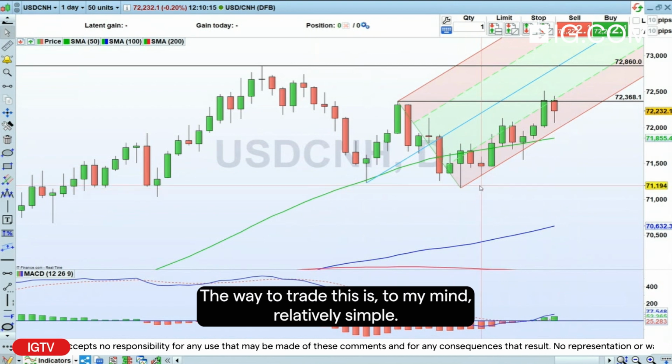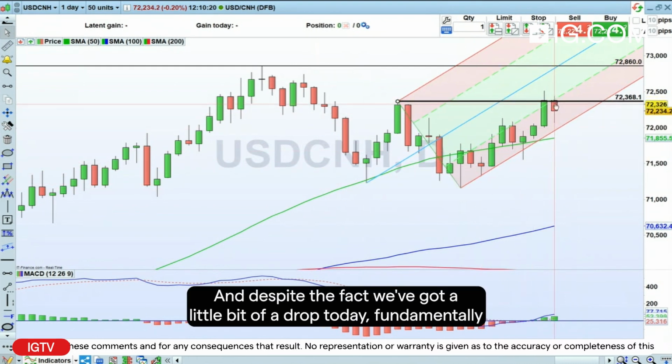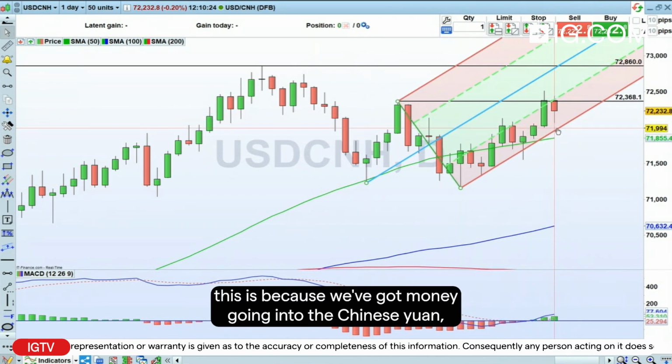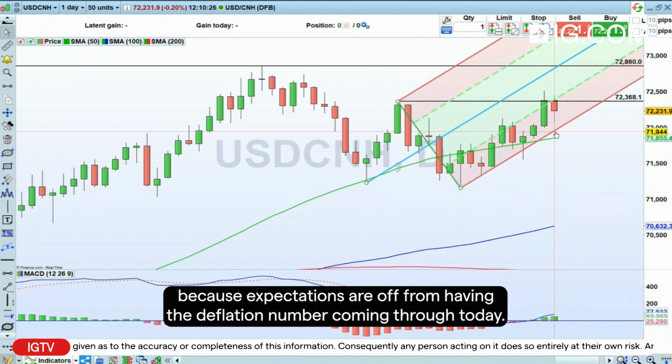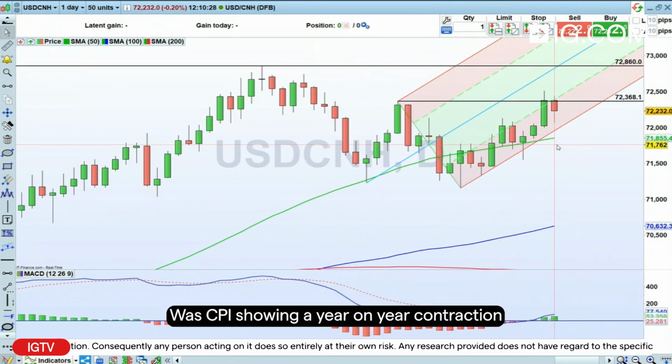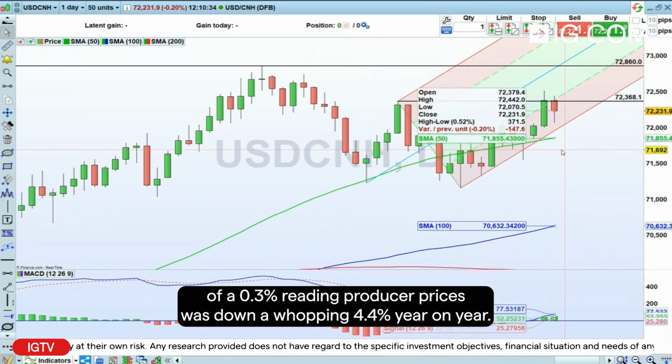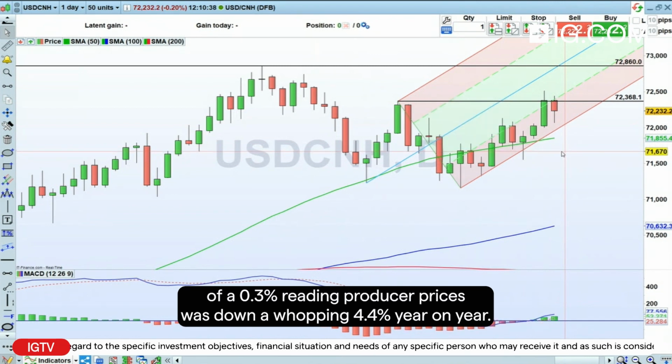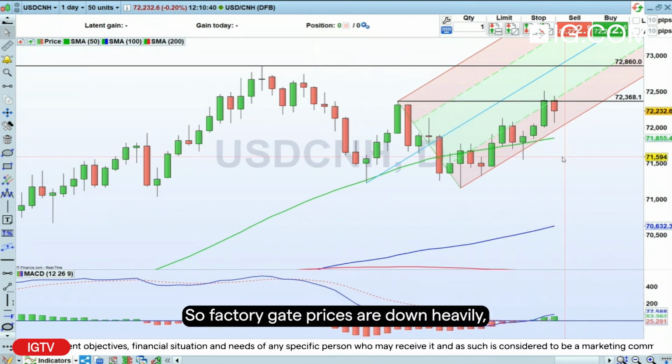Now, the way to trade this is, to my mind, relatively simple. And despite the fact we've got a little bit of a drop today, fundamentally, this is because we've got money going into the Chinese yuan, because of the deflation number coming through today, with CPI showing a year-on-year contraction of 0.3%. Producer prices were down a whopping 4.4% year-on-year, so factory gate prices are down heavily.